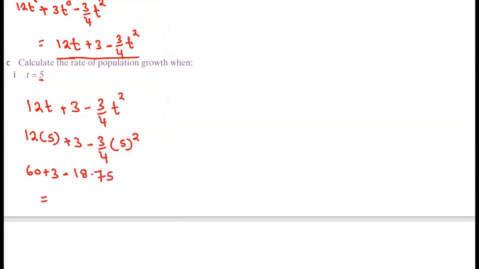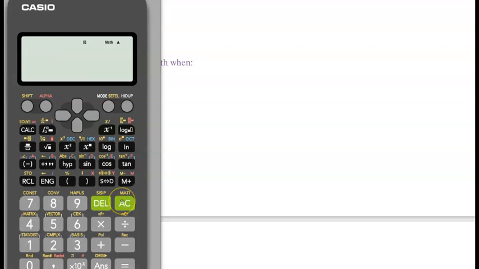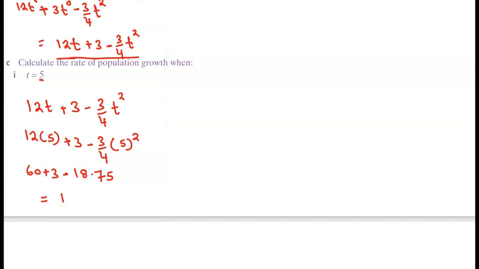Now, if you solve this one, 60 plus 3 minus 18.75, it's not a must for you to use your calculator. I'm just using it because most of you students are used to this, but no one will penalize you for using it. So we have 60 plus 3 minus 18.75. So if you do the subtraction, you get 177 over 4, which is 44.25. So your answer becomes 44.25. This is the rate of growth, so we don't say it's 44.25 rabbits, it's just 44.25.